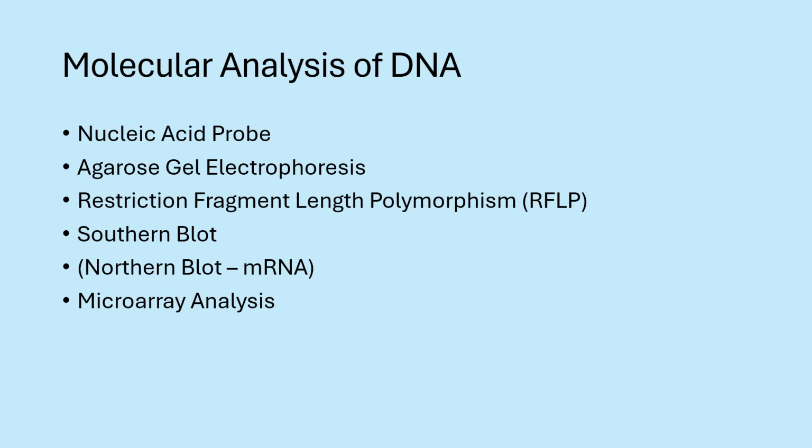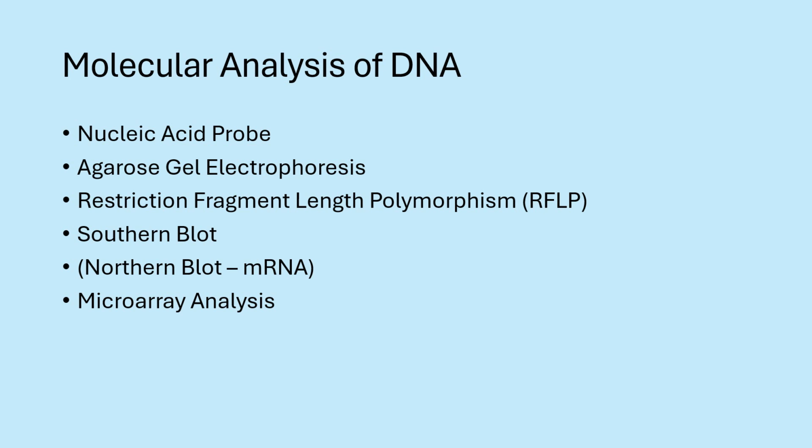How do you analyze the DNA? Did you get the piece of DNA into the recipient cell that you wanted? How do you know it's there? There's several different ways to measure that as well. You can use nucleic acid probes, agarose gel electrophoresis, restriction fragment length polymorphism, which is RFLP. You can do a Southern blot.